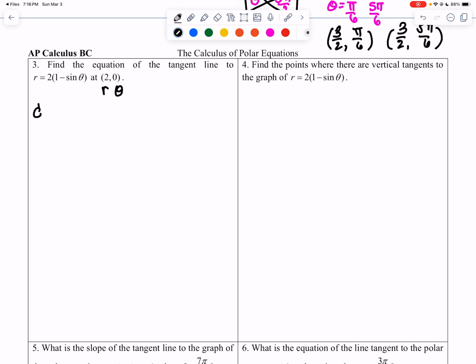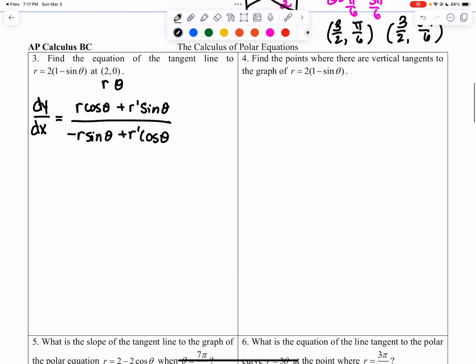All right, now to find your derivative, remember that that's going to be dy/dx is equal to r cosine of theta plus r prime sine of theta over negative r sine of theta plus r prime cosine of theta. If you can't remember that, just use the product rule and call it a day. All right, now what we're going to be doing is plugging in everything we know in terms of r, r prime, cosine, and sine at 0. So I'm going to make my little chart: r of 0, r prime of 0, cosine of 0, then sine of 0, and then I'm going to plug everything in.